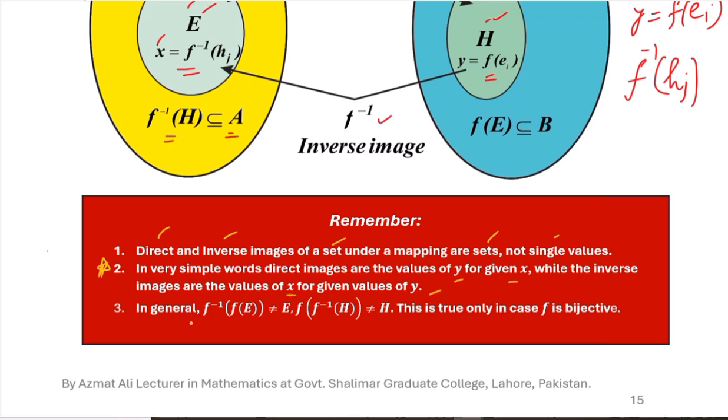In general, f inverse of f(E), when we apply the inverse mapping over f(E), will not be equal to E in general. Similarly, when we apply f over f inverse of H, it is also not equal to H. This is true only in case f is a bijective mapping. When your function f is bijective, one-one and onto, then this result will hold. Now let us discuss some important examples and exercise questions.